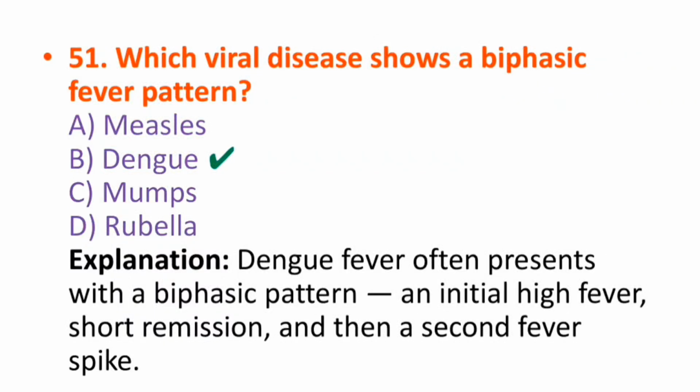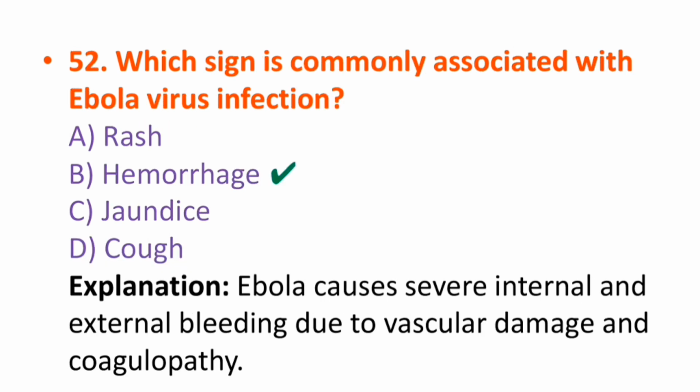Which viral disease shows a biphasic fever pattern? Option A measles, option B dengue, option C mumps, option D rubella. The correct answer is option B dengue. Dengue fever often presents with a biphasic pattern, an initial high fever, short remission, and then a second fever spike.